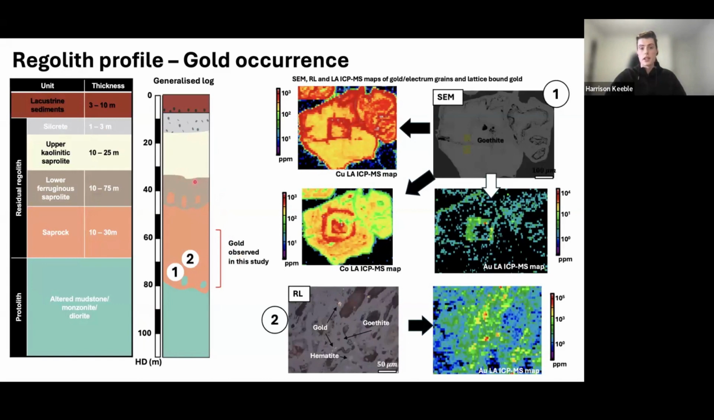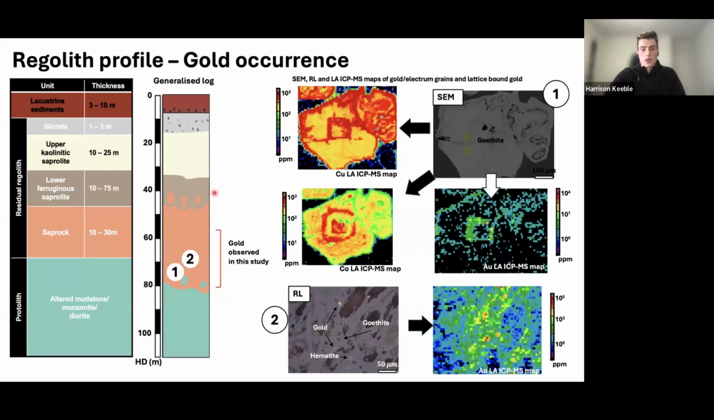I didn't identify any visible gold just because of how fine the material was. And I didn't get a chance to analyze any of these grains on the laser, but I would be highly confident that there would be this lattice-bound gold in the grains in the saprolite. However, due to the scope of the honours, I didn't get a chance to do that. Some of the highest grade areas are actually in the lower ferruginous saprolite.